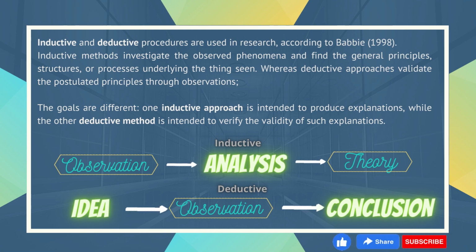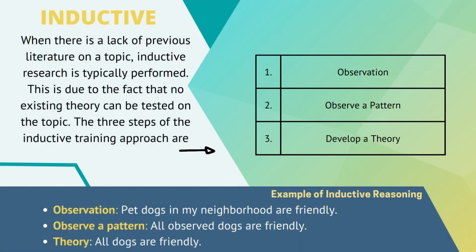Inductive approach: observation, analysis, theory. Deductive approach: idea, observation, conclusion. When there is a lack of previous literature on a topic, inductive research is typically performed. This is due to the fact that no existing theory can be tested on the topic. The 3 steps of the inductive approach are: observation, observe a pattern, develop a theory.